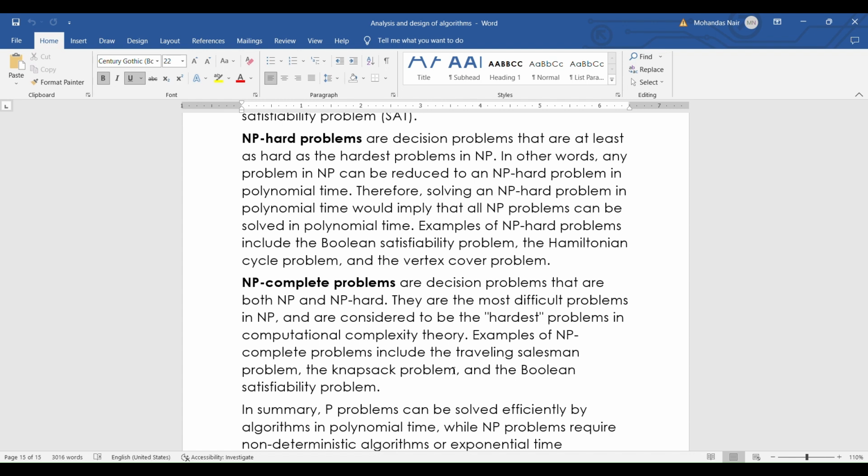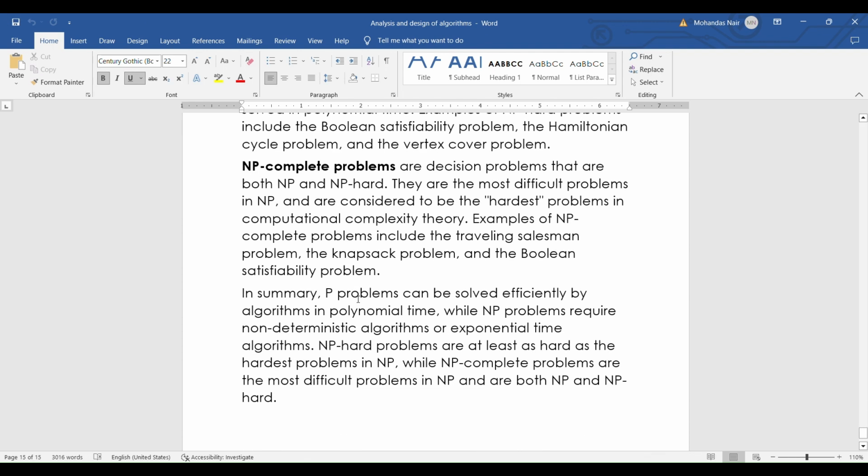Next is NP-hard. NP-hard problems are decision problems that are at least as hard as the hardest problems in NP. In other words, any problem in NP can be reduced to an NP-hard problem in polynomial time. Therefore, solving an NP-hard problem in polynomial time would imply that all NP problems can be solved in polynomial time. Examples of NP-hard problems include the Boolean satisfiability problem, the Hamiltonian cycle problem, and the vertex cover problem.